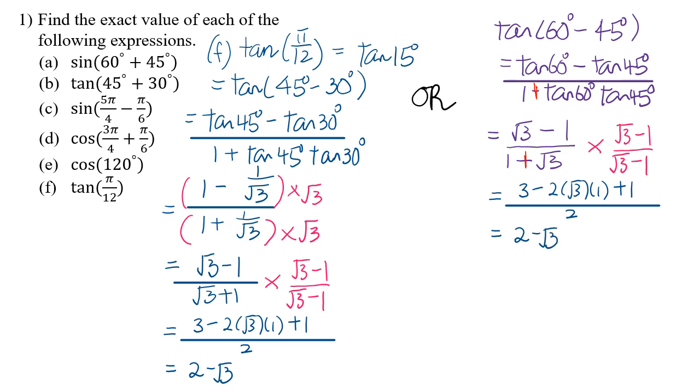But if you were to compare the steps, you'll see that the one on the right hand side involves fewer steps than the solution shown on the left side. So expressing 15 as 60 minus 45 gives you fewer steps.